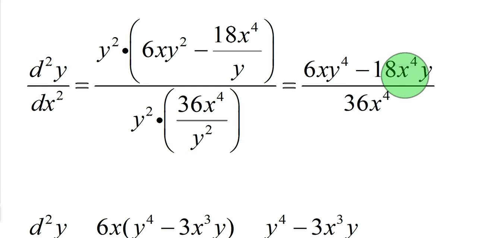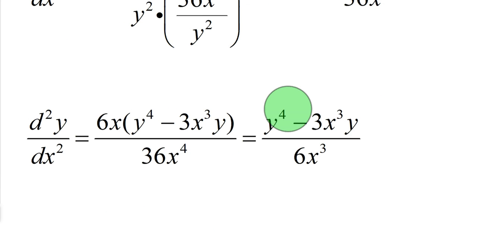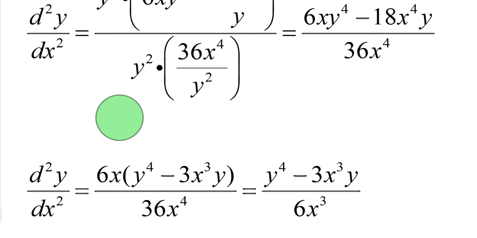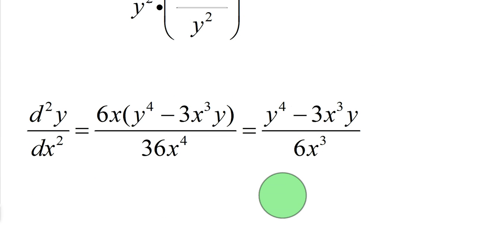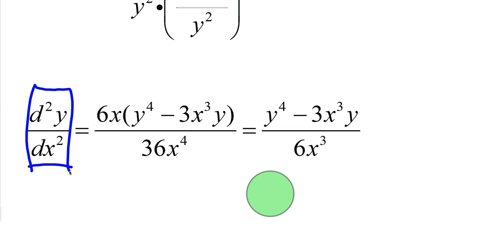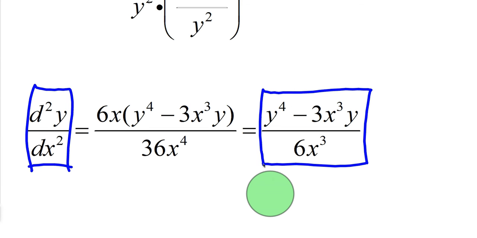Now if you notice, there's a GCF between these two terms left, and it would be 6x. So I'm going to pull out a 6x on top, therefore I can cancel some stuff on the bottom. So there I am pulling my 6x out and left with y to the fourth minus 3x cubed y. Pulling it out from there. Didn't do anything to the bottom, but the 6x and the 36x to the fourth will leave me with a 6x cubed on the bottom. And this is my final answer once I've simplified. d squared y dx squared is equal to y to the fourth minus 3x cubed y over 6x cubed.